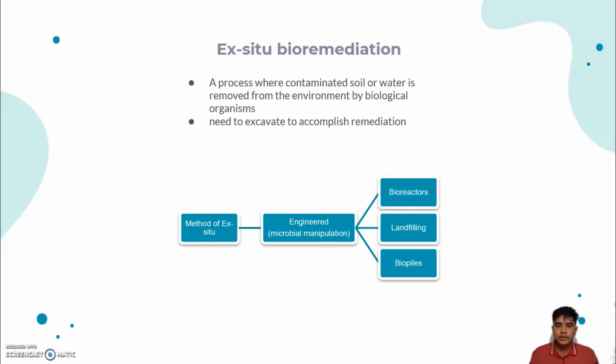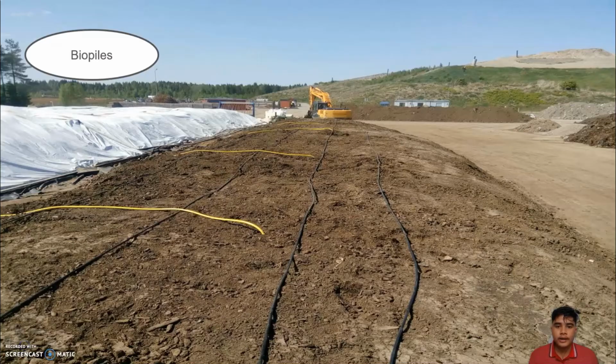Ex situ bioremediation involves physical extraction process in which contaminated soil or water is being removed from the environment by biological organisms. And then there is only one method in ex situ bioremediation, which is engineered ex situ bioremediation, in which involves the use of microbial manipulation. And then there are three types of engineered ex situ bioremediation. The first one is bioreactor, landfilling, and biopile.